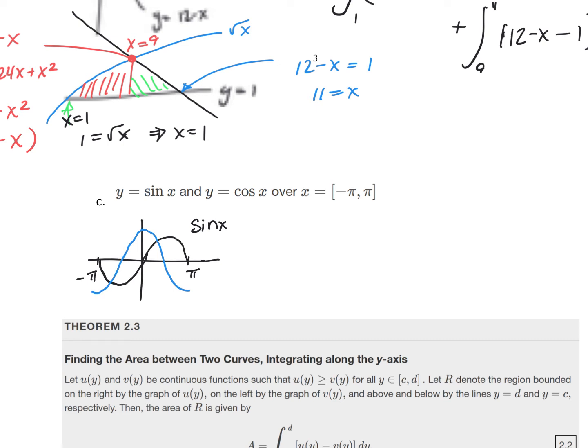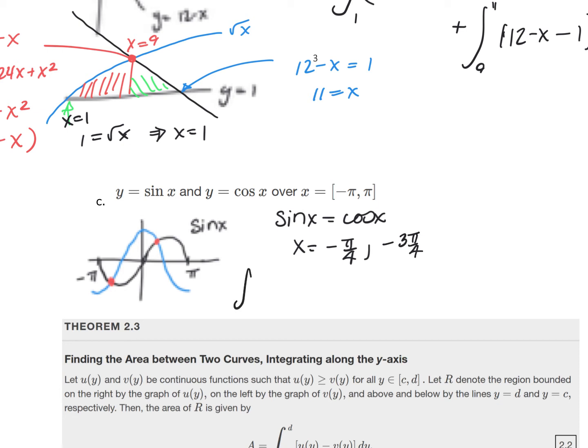So you can see that this one and this one are the two places in which I am crossing. And if I'm not sure how to solve this, I would set sine x equal to cosine x. And this happens at negative pi over 4, I just look at my unit circle, so negative pi over 4 and negative 3 pi over 4. So I'm going to go ahead and set up the integration.